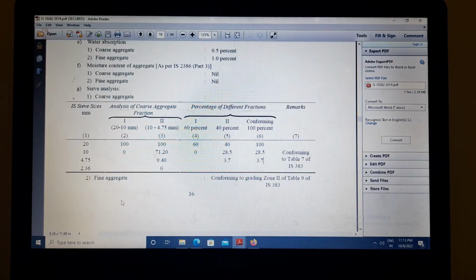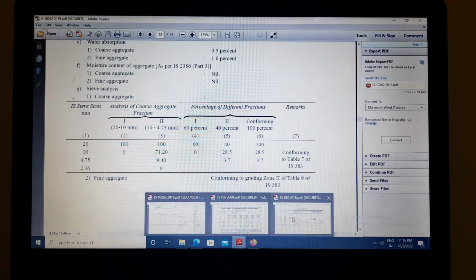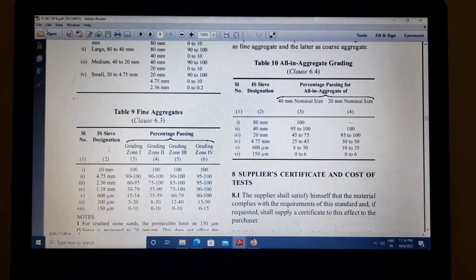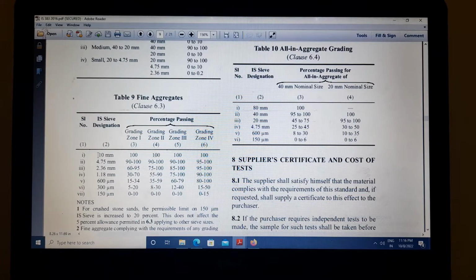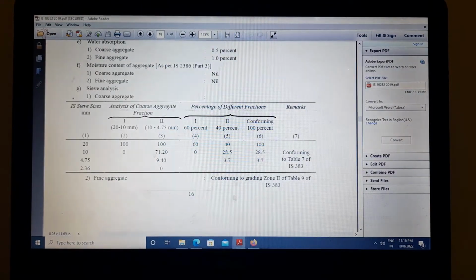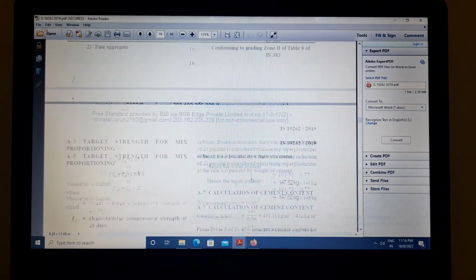And for fine aggregate there are different zones which are given in table 9 of IS 383. Please go through this IS 383 table 9. There are different zones of fine aggregate: grading zone 1, grading zone 2, grading zone 3, grading zone 4. These are the sieve designations, and this is the percentage passing which is given here. And in our design, our fine aggregate is fulfilling the requirements as given in grading zone 2. So here they have specified conforming to grading zone 2. We are using grading zone 2 of table 9 of IS 383.